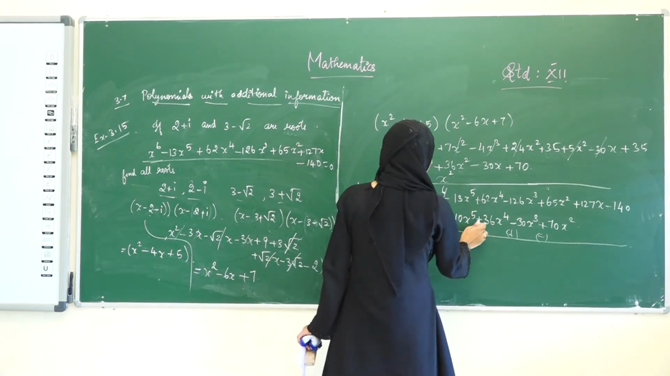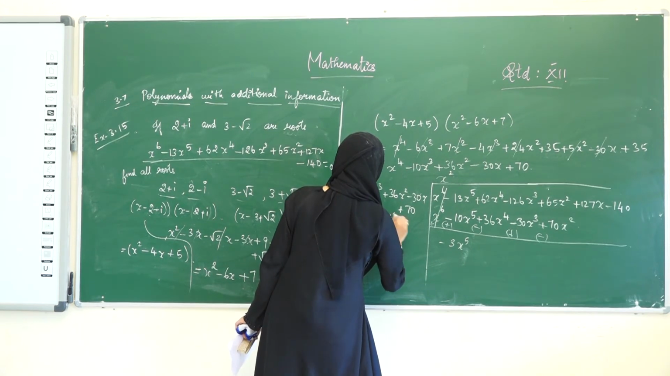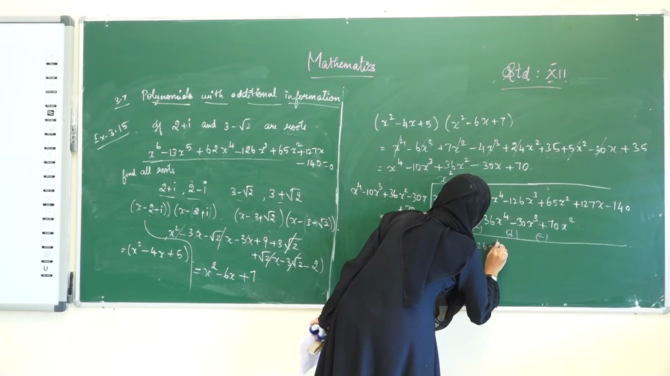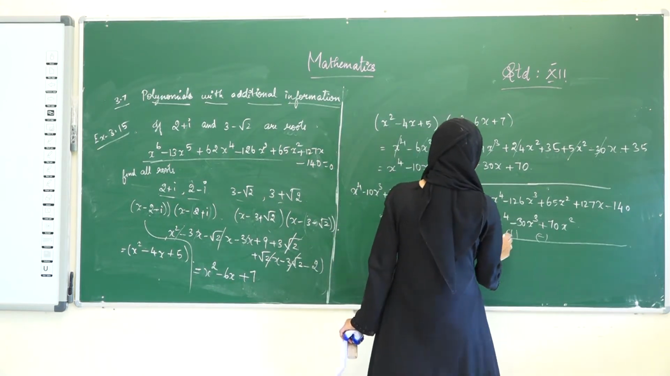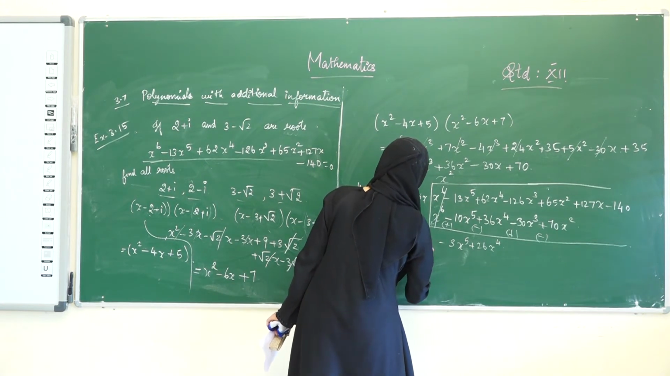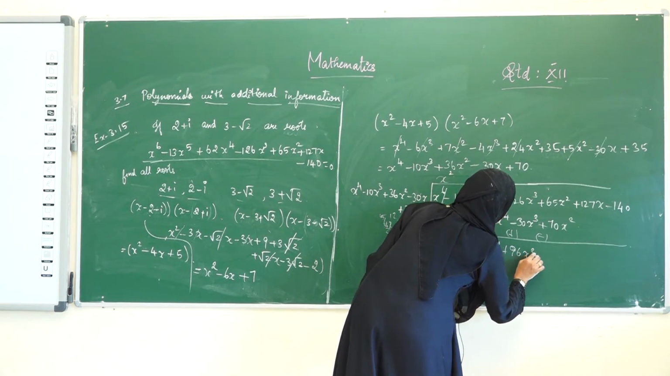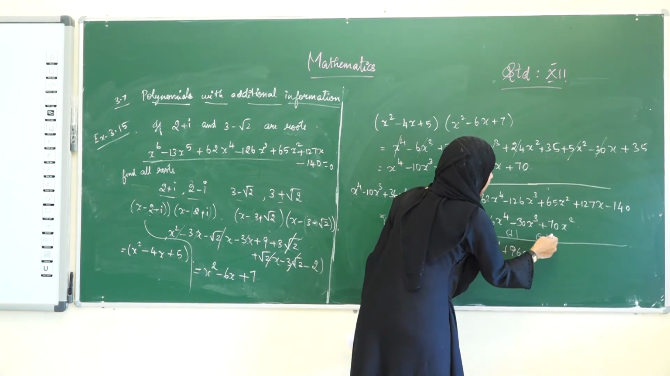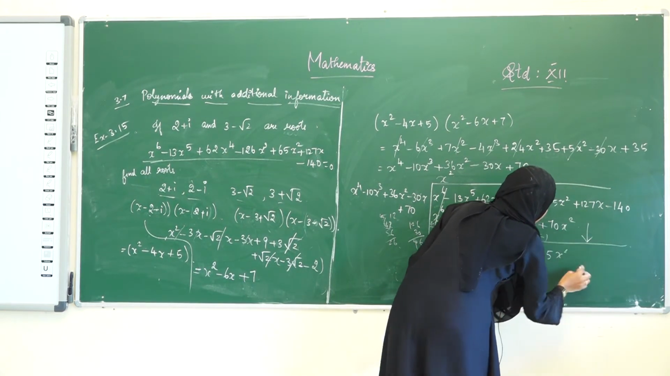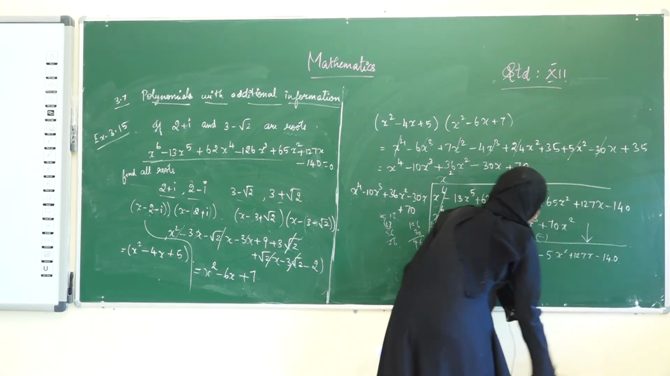On solving this, 62 minus 36, what do we get? 26. So plus 26x power 4. On solving this, 126 minus 30, what's the answer? 96. Therefore plus 96x cube, so 65 minus 70. Therefore minus 5x square, and this term comes down, that is plus 127x minus 140.